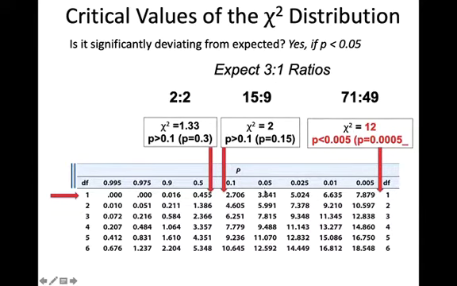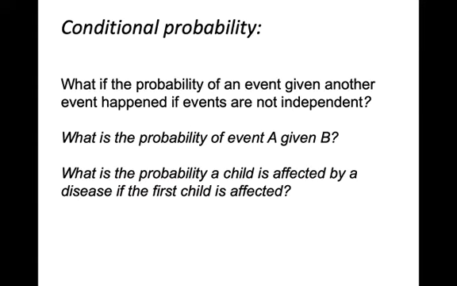But the critical point here is that this is less than this threshold. This is 0.05. Our chi-square test statistic is larger than 3.841, and therefore the p-value is less than 0.05. So here we do say we reject the null hypothesis, and where we got 71 and 49, we can say that we reject the 3-to-1 hypothesis. So remembering that the threshold is 0.05.